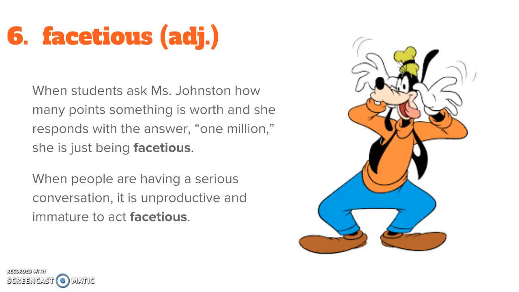So some example sentences are, when students ask Miss Johnston how many points something is worth, and she responds with the answer, 1 million, she's just being facetious. Or, another example, when people are having a serious conversation, it is unproductive and immature to act facetious.